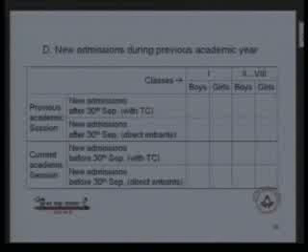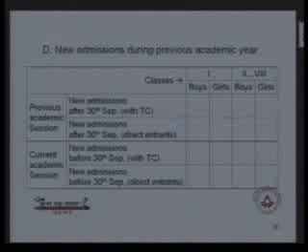Class wise, gender wise, we have to specify new admissions after 30th September with transfer certificate, with TC. How many students are there? New admissions after 30th September who are direct entrants. That is purely new admission, not having a transfer certificate, not transferred from any other school, but they are new entrants.